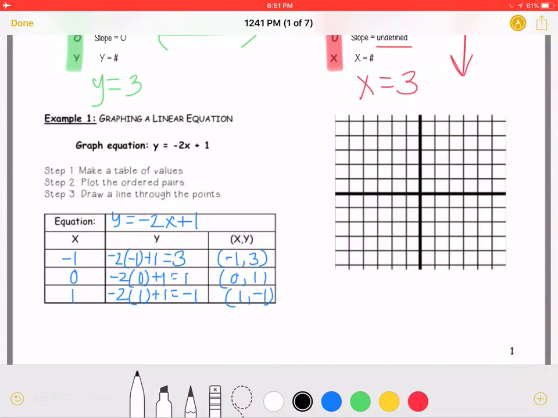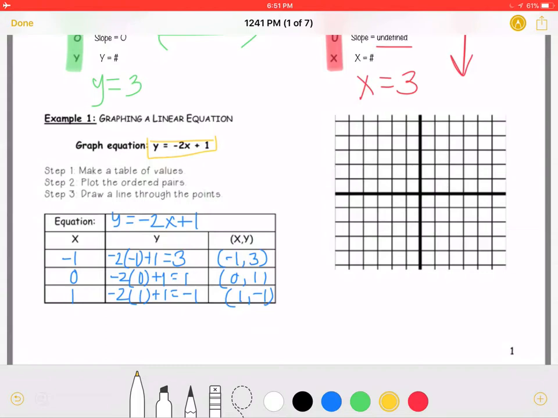Example 1, graph the equation y equals negative 2x plus 1. So this is our linear equation here. Remember, first thing we want to do is make a table of values. Now I started this just so we can get through, and the video is not super long, but I will walk you step by step through our last example on the next page, so don't worry.